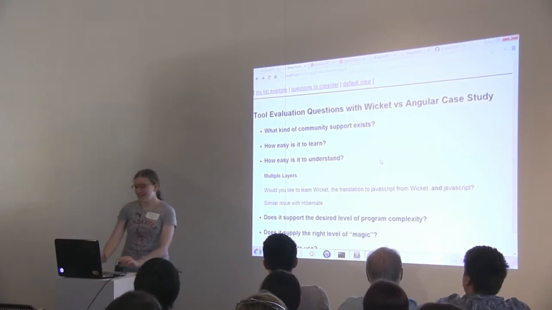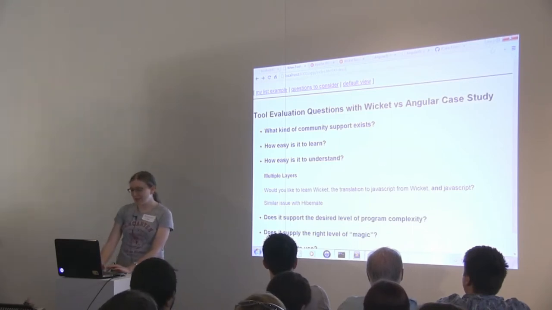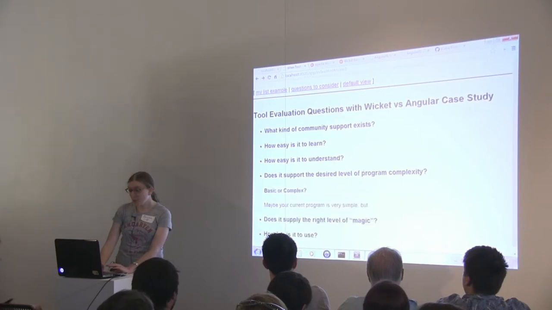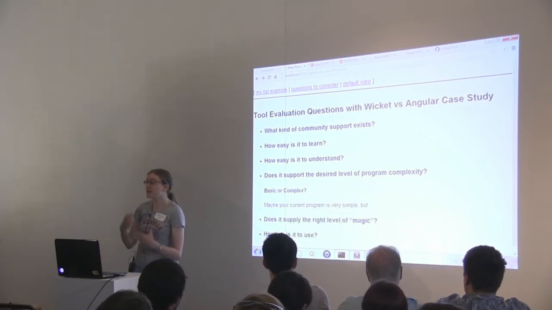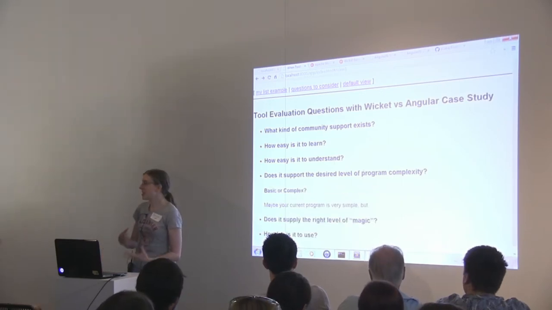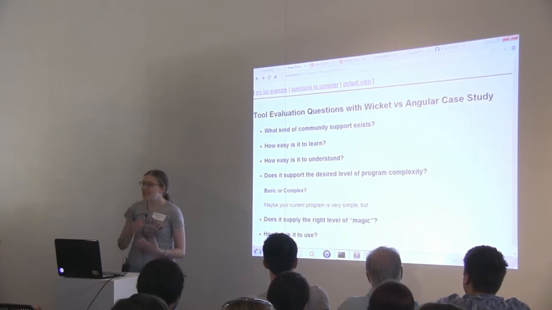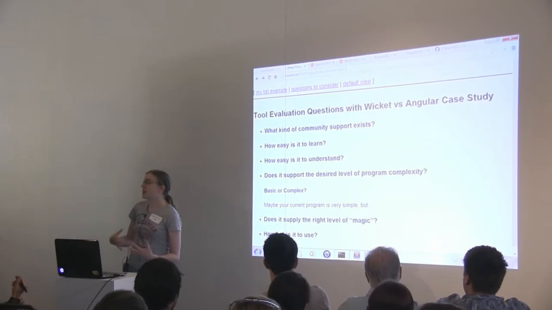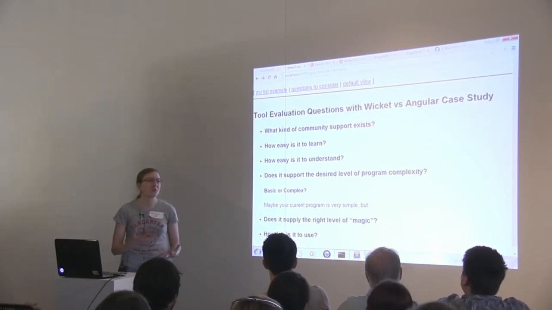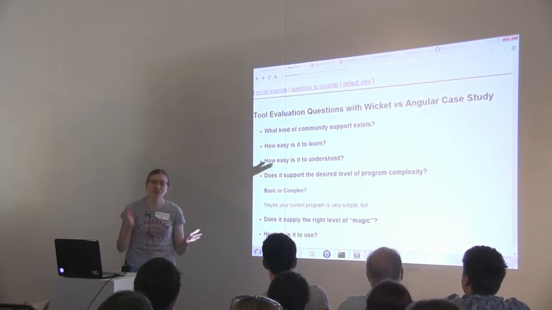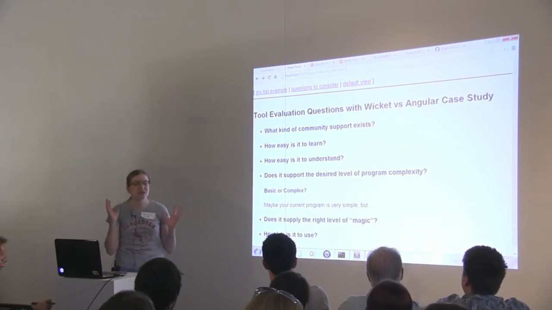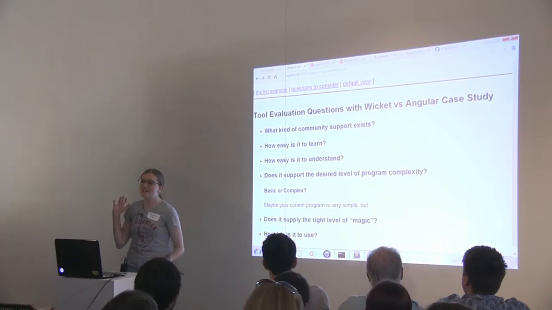And that ties into the next point about the desired level of complexity. When you're needing to write a more complex program, you need to understand what's really going on. You need to actually understand JavaScript or actually understand SQL to get the complexity that you require. Maybe your current program is very simple, and you're thinking to yourself, well, I'll just use Wicket or Hibernate to throw this thing together. It'll be quick and easy. I don't need all that complicated stuff.